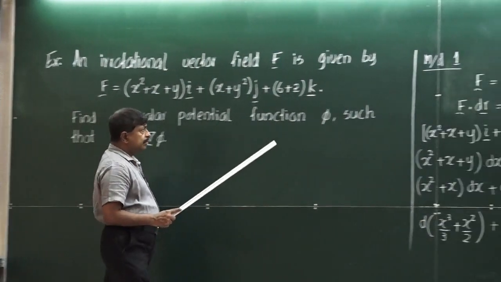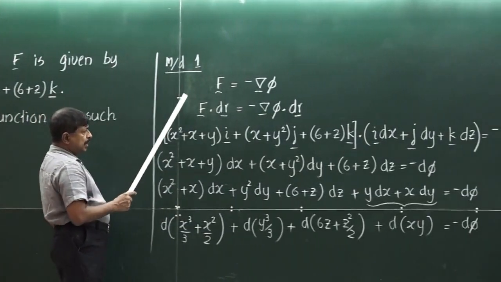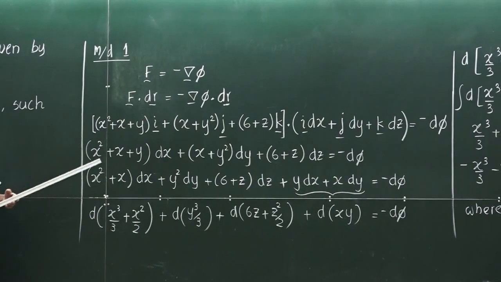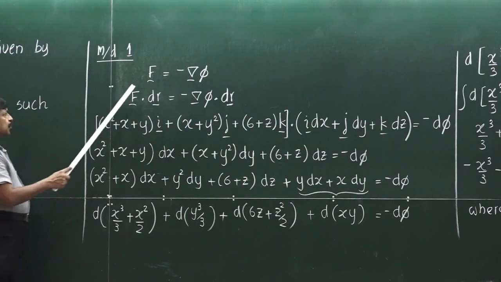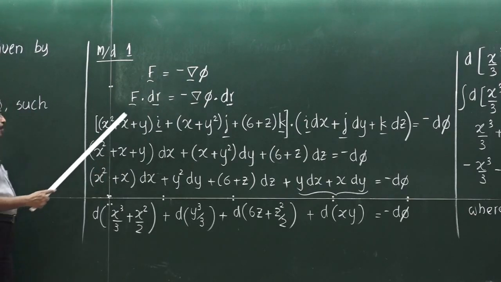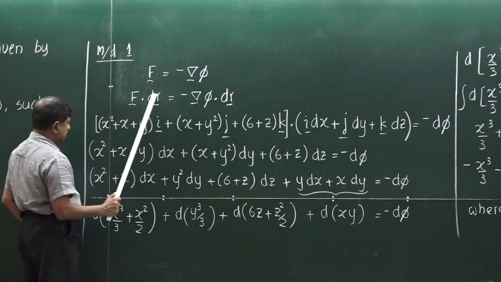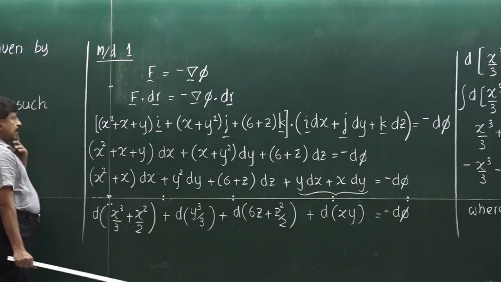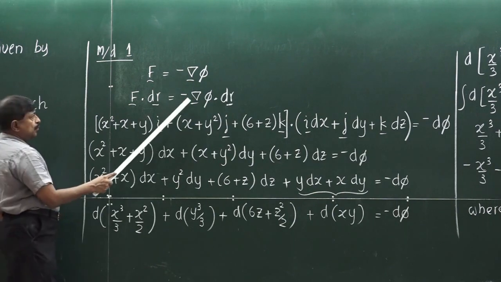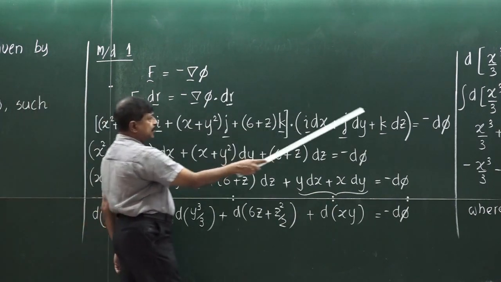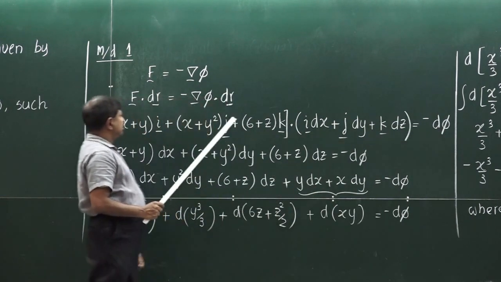So, method 1, we will do it in the same way that we did the previous problem. So, F is equal to minus grad phi. Now, take the dot product of both sides with dr. Now, we know what this is. Grad phi dot dr means d phi, right.